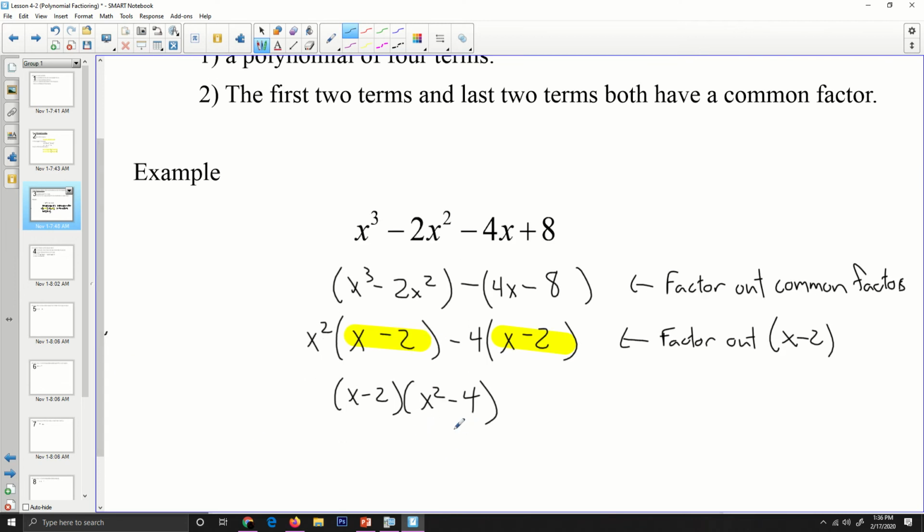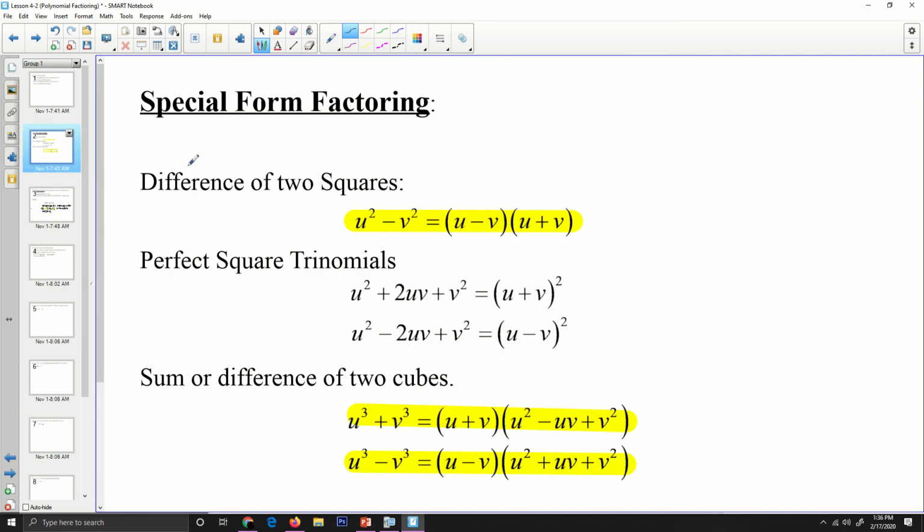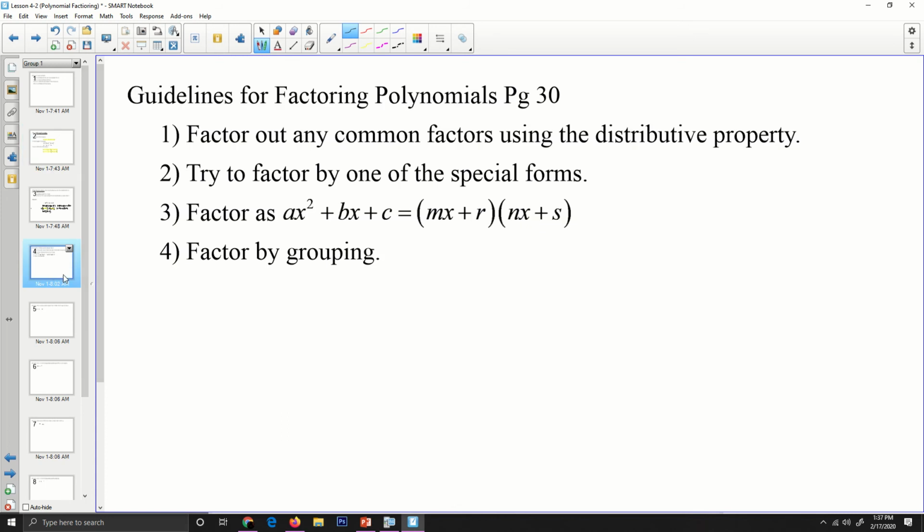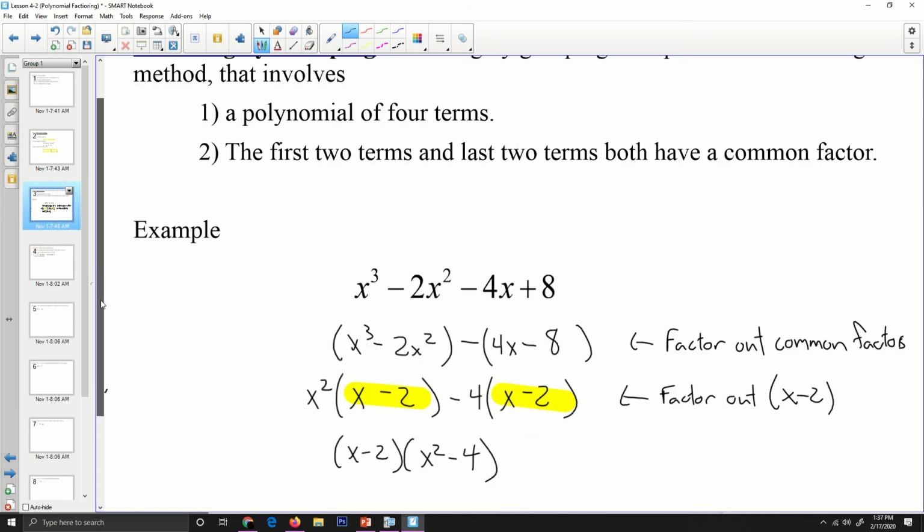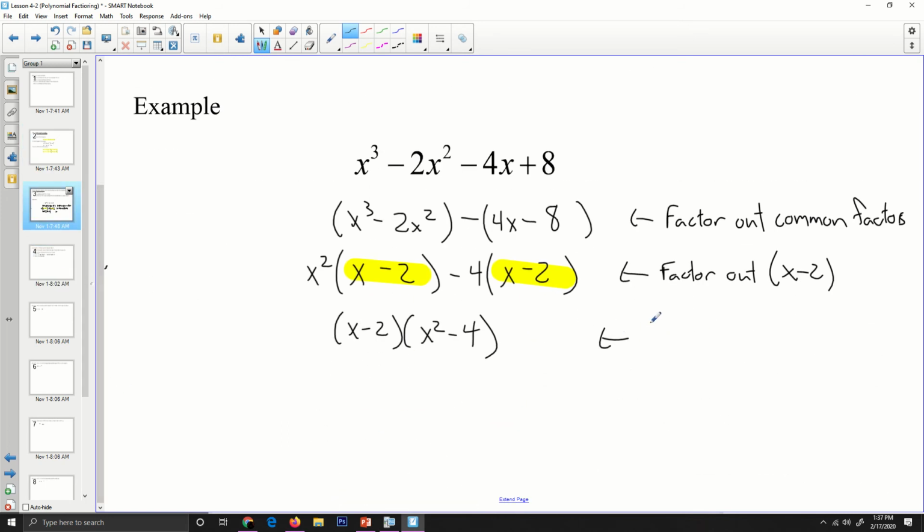Usually I'd say we would be done there, but I do notice that this is a perfect square and this is a perfect square. So if we go back up here to the difference of two squares, if I have a term squared minus another term squared, then I can factor that into a plus and minus. And so this thing right here, x squared minus 4, is indeed a difference of squares.